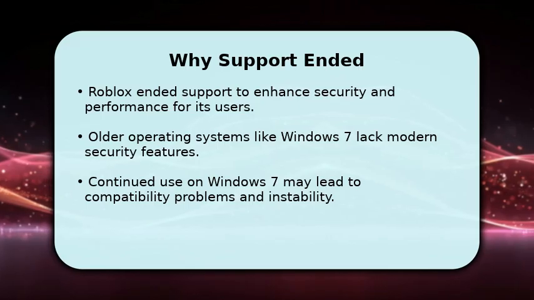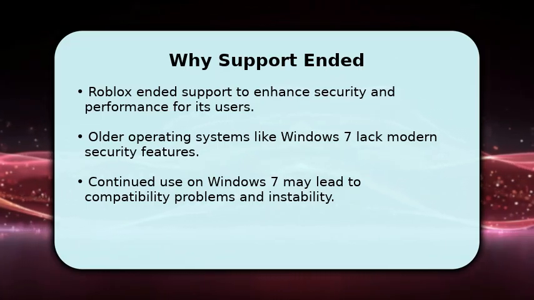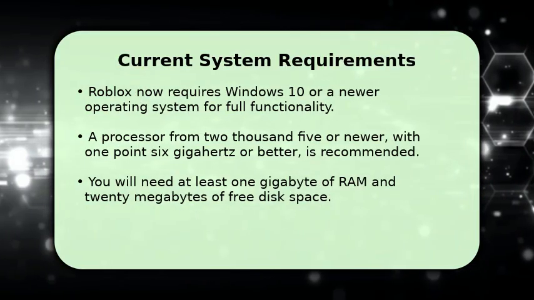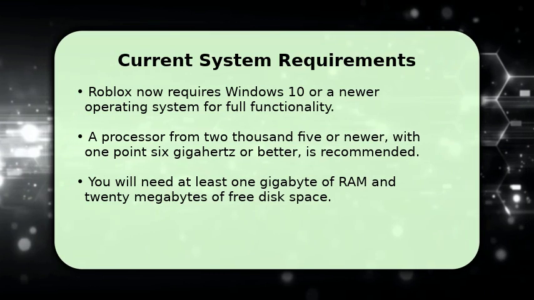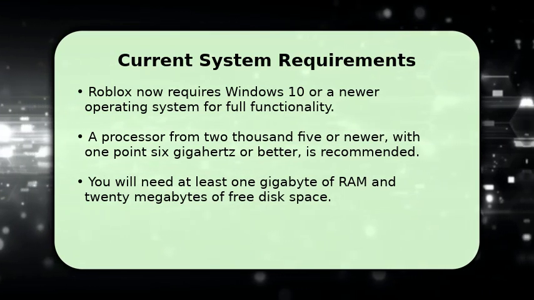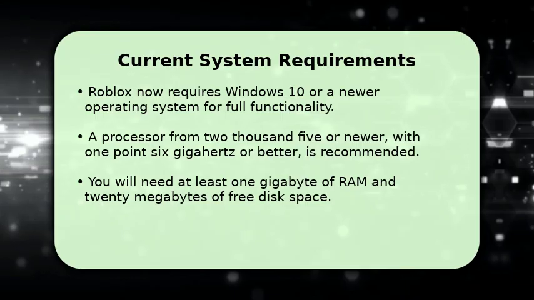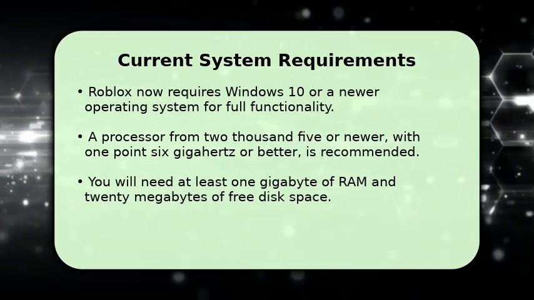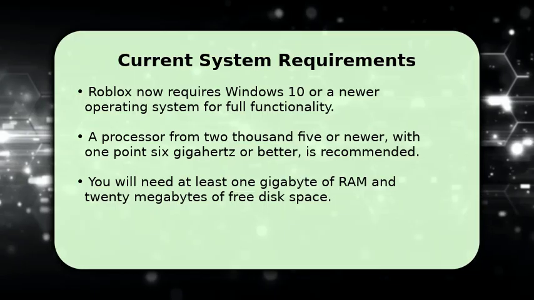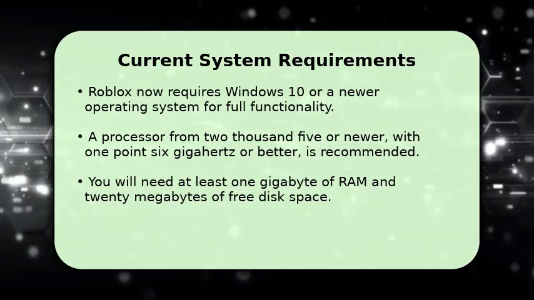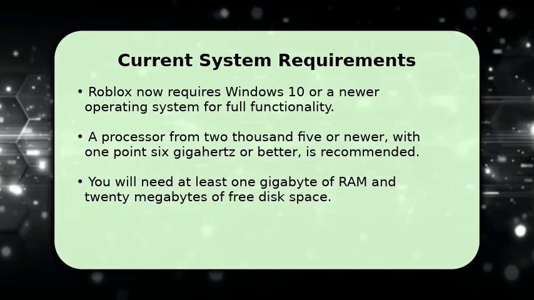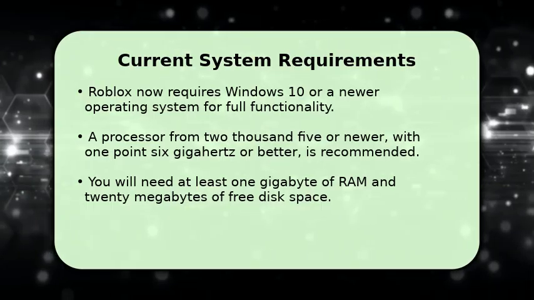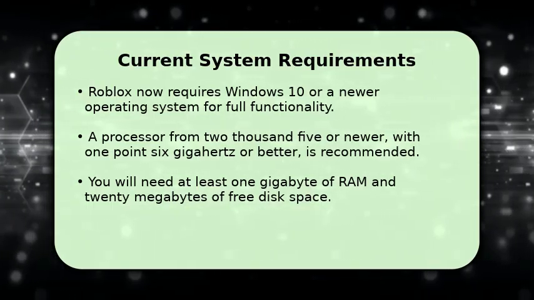This move allows Roblox to focus on developing advanced features for more current systems. To ensure the best experience, Roblox now officially requires Windows 10 or a newer operating system. Beyond the operating system, you'll need a processor from 2005 or newer, running at 1.6 GHz or better. Your system should also have at least 1 GB of RAM and 20 MB of free disk space. For graphics, DirectX 10 or a higher feature level is essential for the application to run properly.